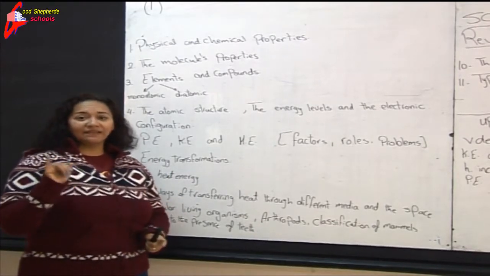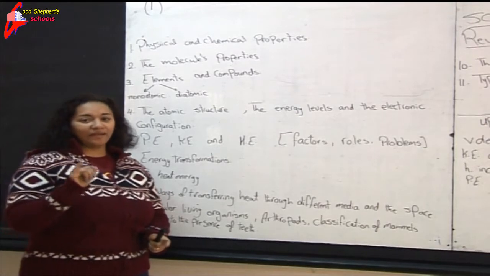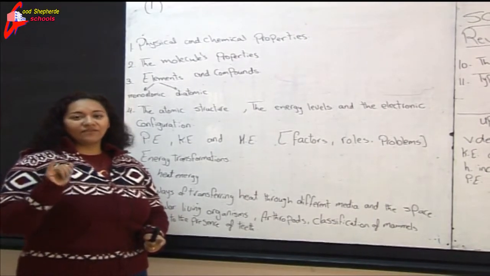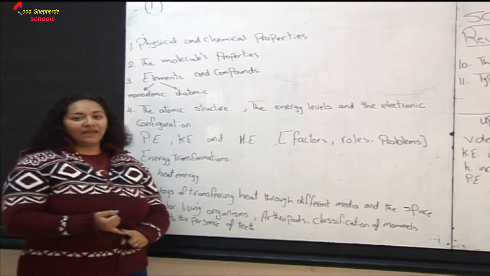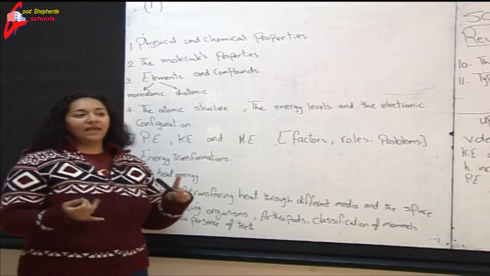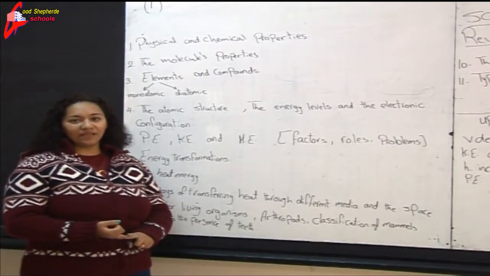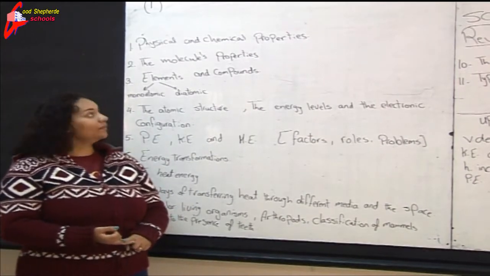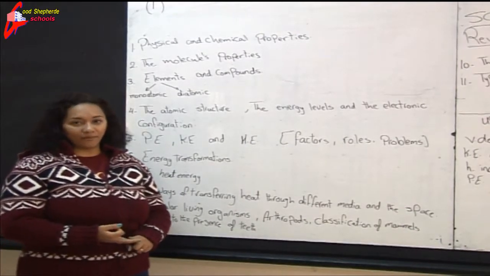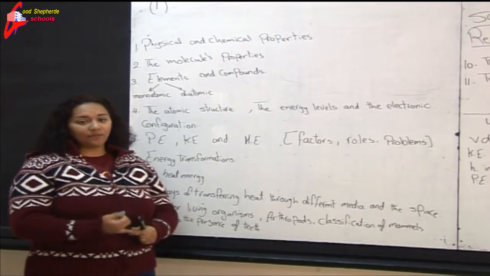Number 1: taste, color and smell. How can we distinguish between materials by tasting, like when we distinguish between salt and sugar; by smell, as we distinguish between vinegar and perfume; by color, when we distinguish between iron, gold and copper. This is the first physical property.